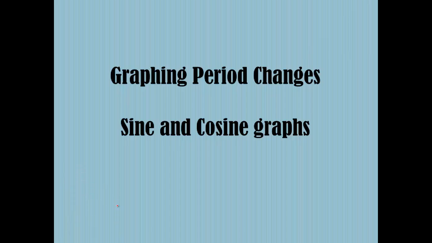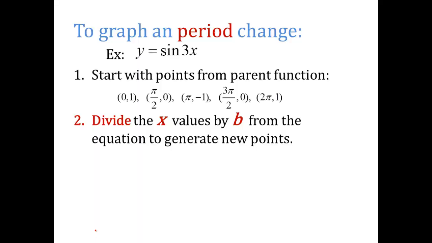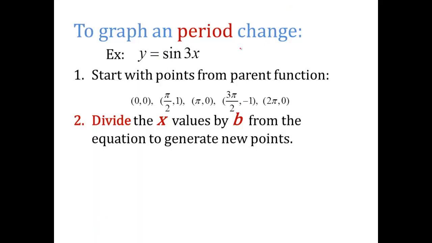This video is about how to graph period changes on the sine and cosine graphs. Okay, to graph a period change, remember what a period is first. On the graph, if it's sine, the period is the time it takes to complete one curve. For cosine, the time it takes to complete one cycle is the period.